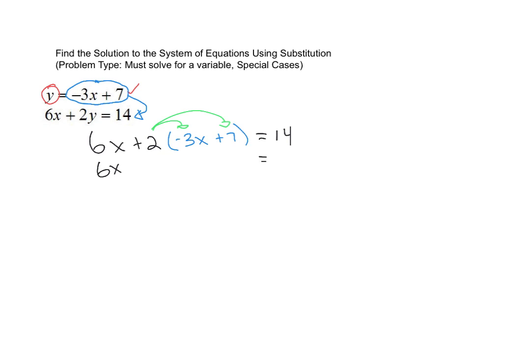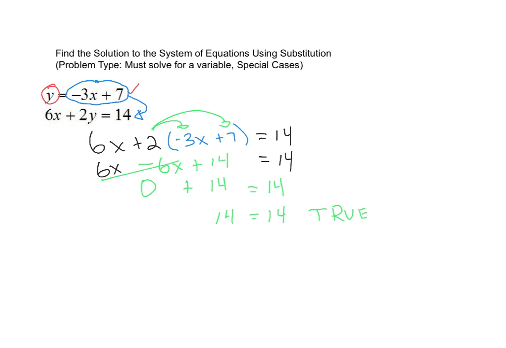Keep the 6x. Negative 2 times positive 2 times negative 3 is a negative 6x. Positive 2 times positive 7 is a positive 14. 6x minus 6x is equal to 0. Plus 14. 14 equals 14. This is true. There is no variable left over.